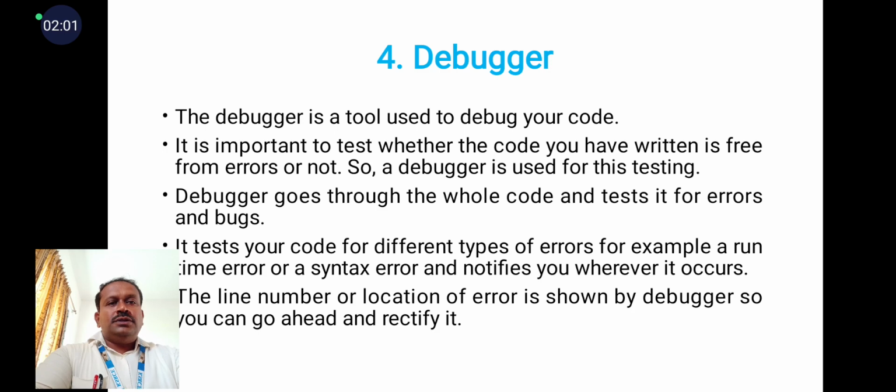Then the fourth tool is the debugger. A debugger is a tool used to debug your code. It is important to test whether the code you have written is free from errors or not. A debugger goes through the whole code and tests it for errors and bugs. It tests your code for different types of errors, for example a runtime or syntax error, and notifies you where it occurs. The line number or location of the error is shown by the debugger, so you can go ahead and rectify it.